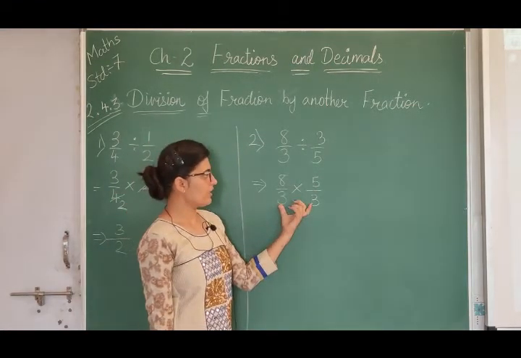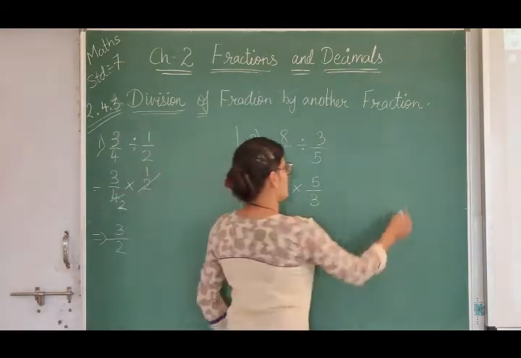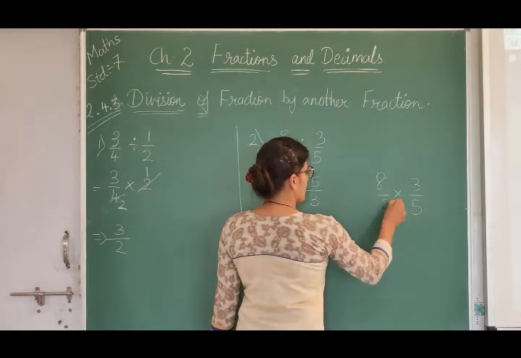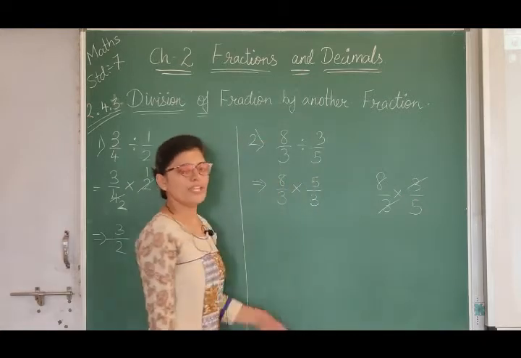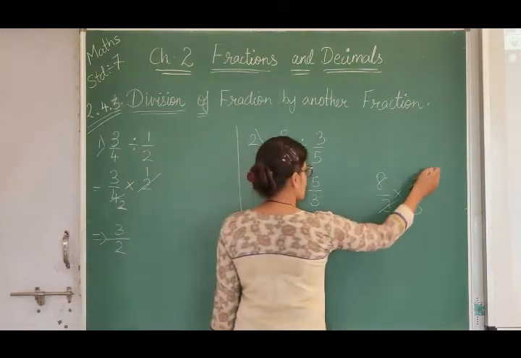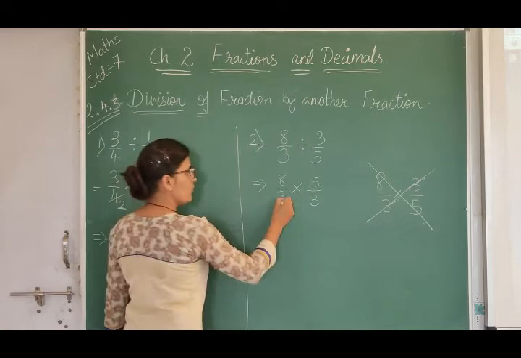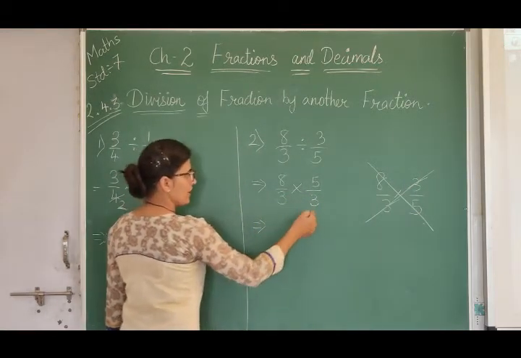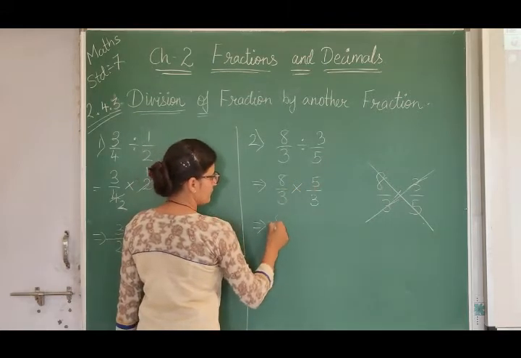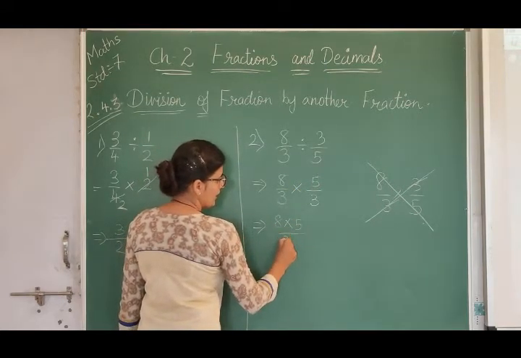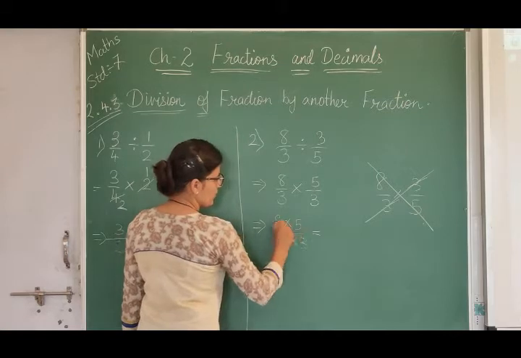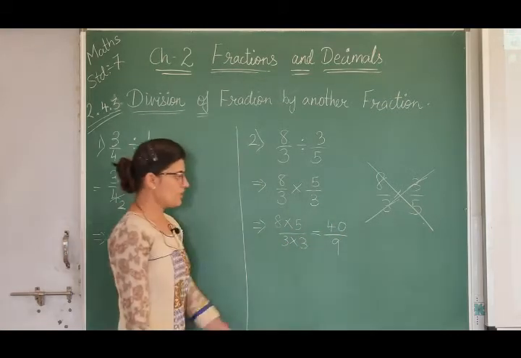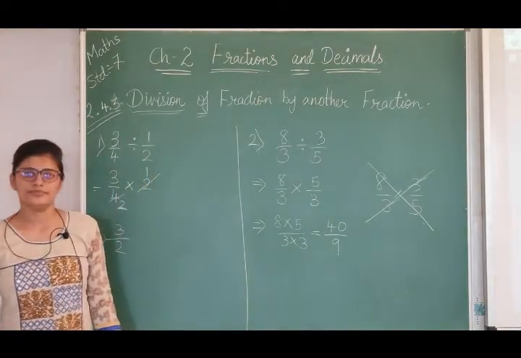if this was in the condition that 8 by 3 multiplied by 3 by 5, then 3 was to be cancelled out. But this is not the case over here. We have to multiply 3 multiplied by 3. 3 is in the denominator only. So 8 multiplied by 5 divided by 3 multiplied by 3. So 8 5s are 40, 3 3s are 9. So this is the required answer.